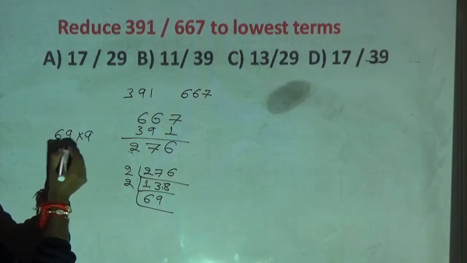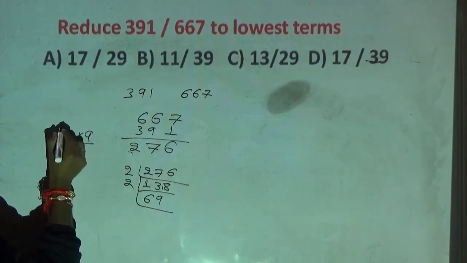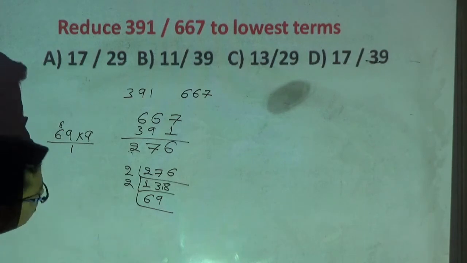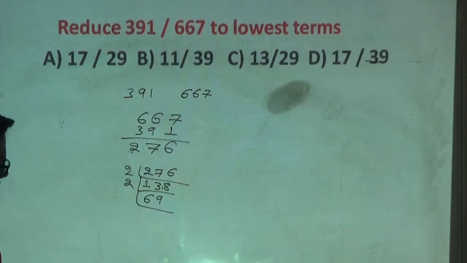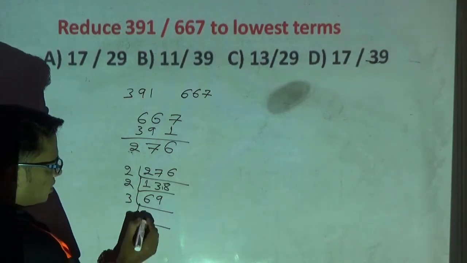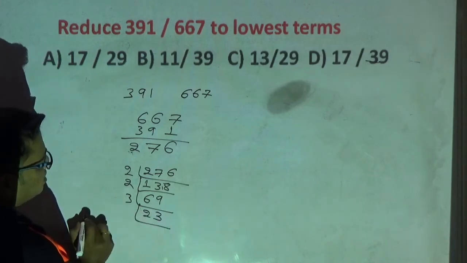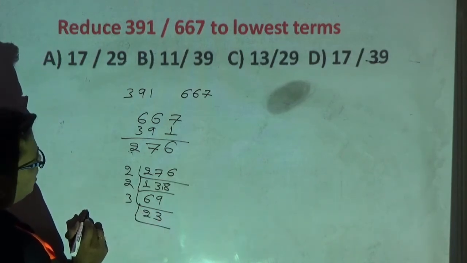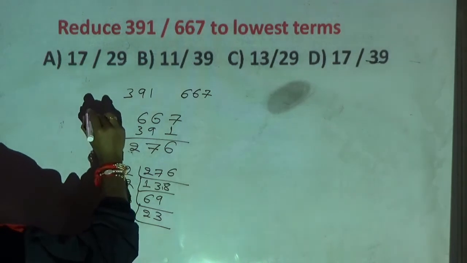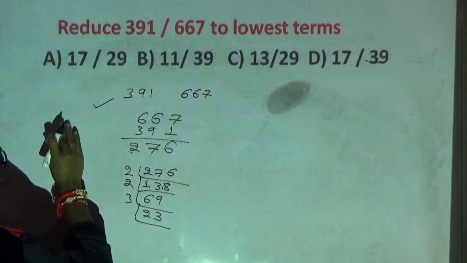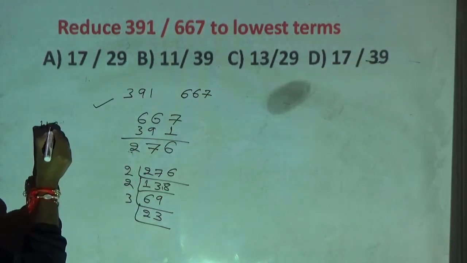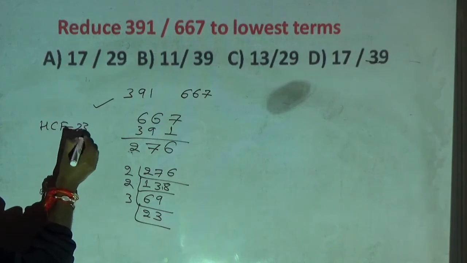From 9 9s, no, I cannot divide anything. No, I cannot divide further. I will go from 3 2s, 3 3s. Okay. From 23, whether you can divide this? Yes, I can divide. From 23, I can divide these two numbers. Therefore, what is your HCF? HCF is 23. Therefore, you divide.